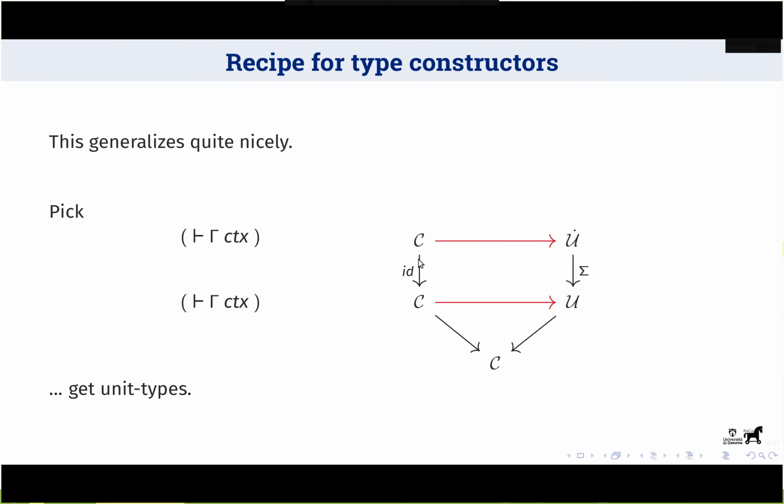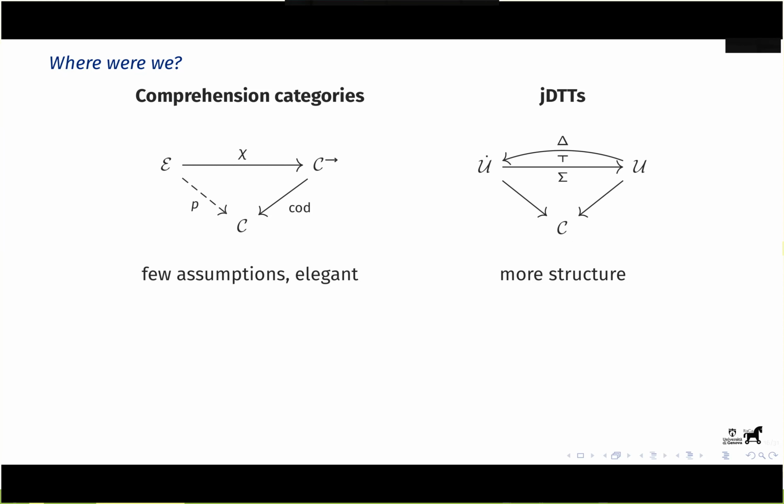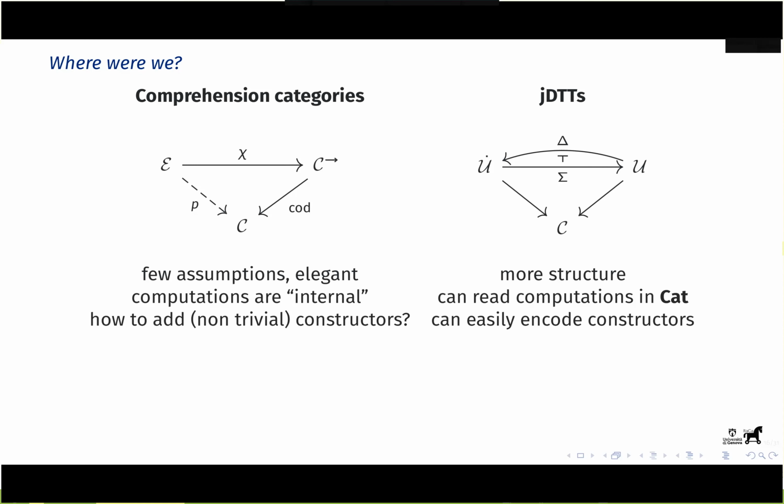So the point is, where were we? Okay, we have two nice models. One is comprehension categories, and the other one is judgmental dependent type theories. On one side, we have few assumptions, and on the other side, we ask a bit more structure. But in a sense, in the judgmental case, computations are easier to do, while in the comprehension categories, they're internal because we ask for properties of morphisms inside the category. And also, this makes it very easy to ask for constructors.